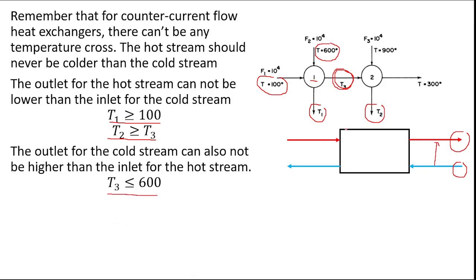Whatever is coming out for the cold stream should not be more than what is coming in for the hot stream. So the outlet for cold should be less than or equal to the inlet for the hot stream. So those become all our constraints and then our objective function. We'll take the next example in a separate video.